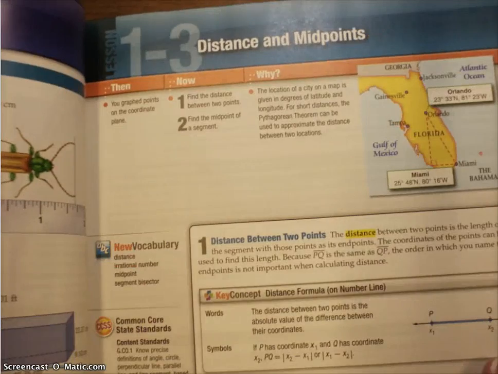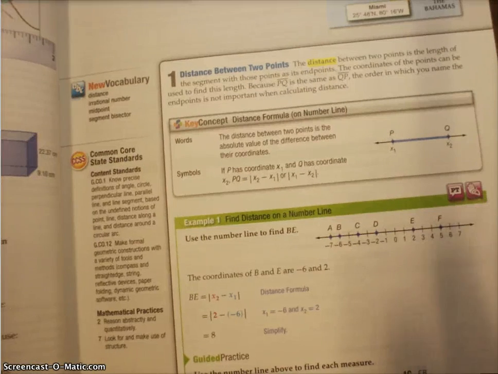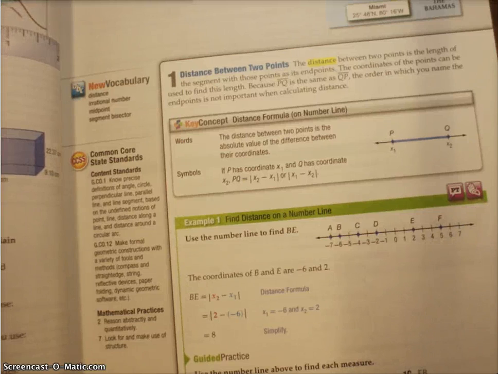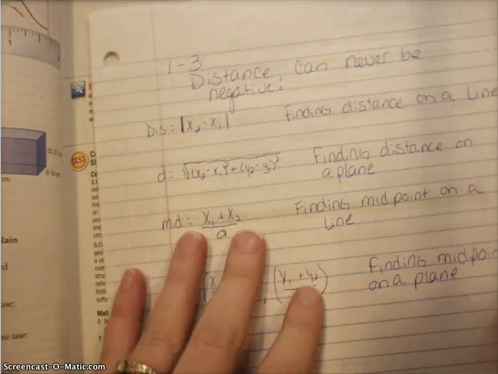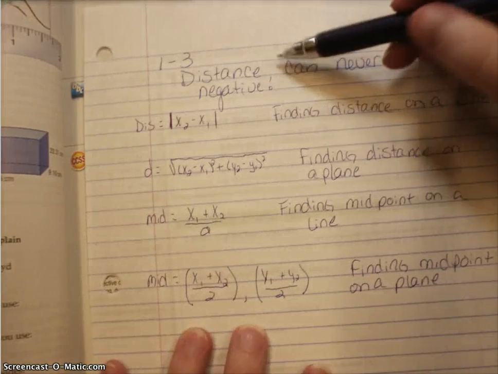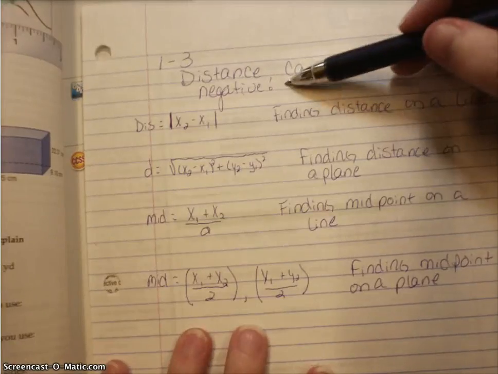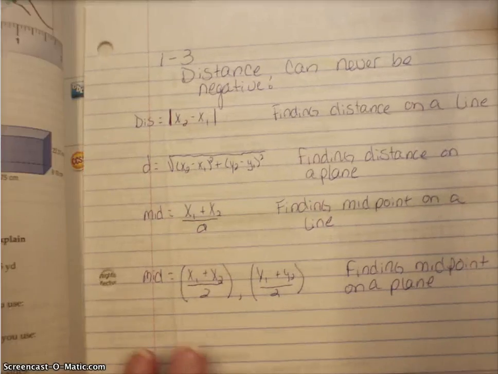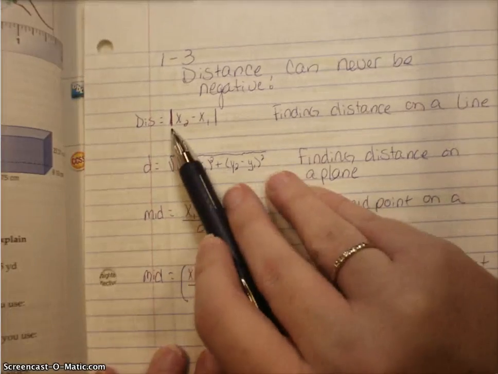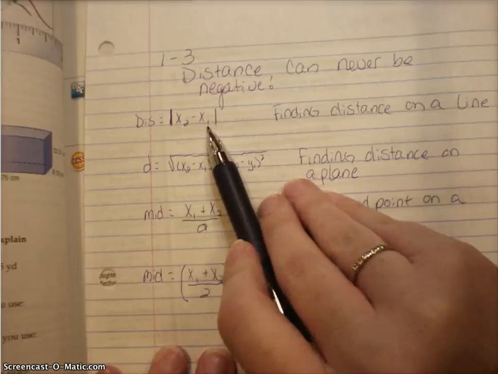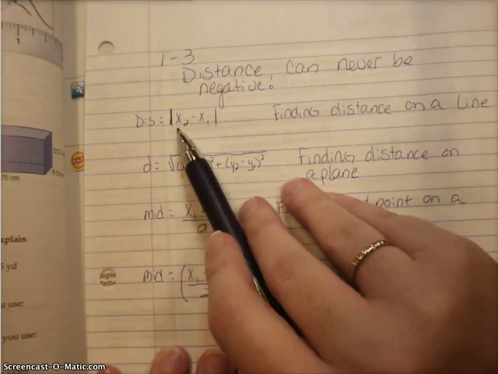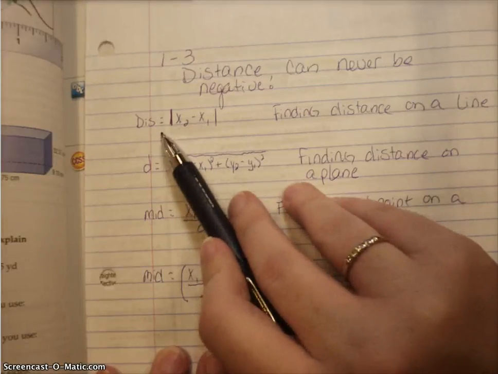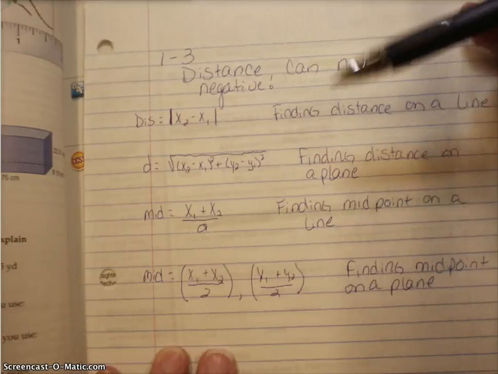So today we're going to be taking a look at section 1.3, which will be calculating distance and midpoints. If you need to find distance and midpoint, there are going to be 4 formulas we use. You're going to want to write these down. First off, distance can never be negative. So if it asks you for the distance, and your calculation gives you a negative number, you're just going to make it positive. That's what the absolute value sign means. Okay? So your distance can never be negative.